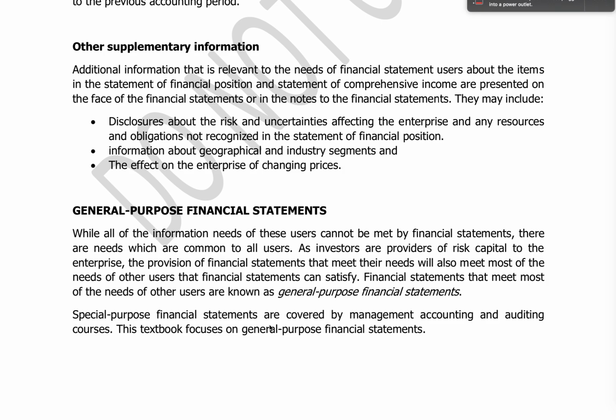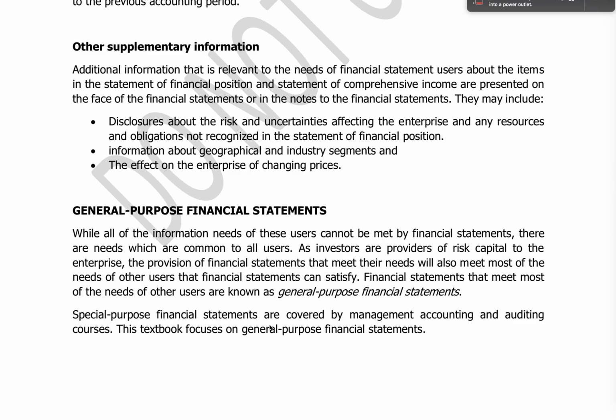So, notes to financial statements, it provides the disclosures about the risk or uncertainties affecting the enterprise. It also provides supplementary information, the different schedules for the amounts shown in the financial statements, the information about geographical and industry segments, and then the effect on the enterprise of changing prices, kung ano-ano pang notes and other supplementary information. Doon mo makikita yan sa notes to financial statements. So again, don't forget, that will for sure malalabas yan sa exam nyo.